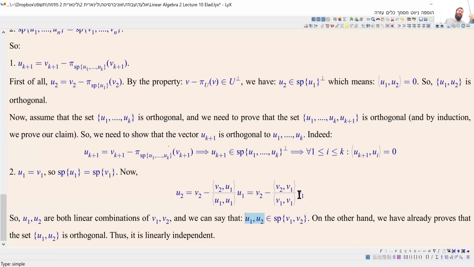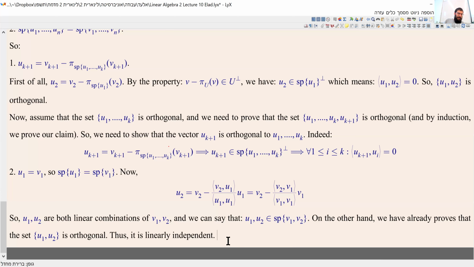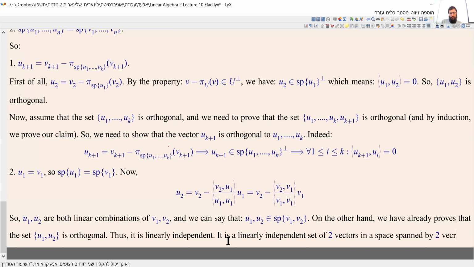We have a set of 2, which is the dimension of this space, because it's spanned by two vectors. Linearly independent vectors, it must be a spanning set, must be a basis. It is a linearly independent set of two vectors in a space spanned by two vectors. This is the span I talk about.